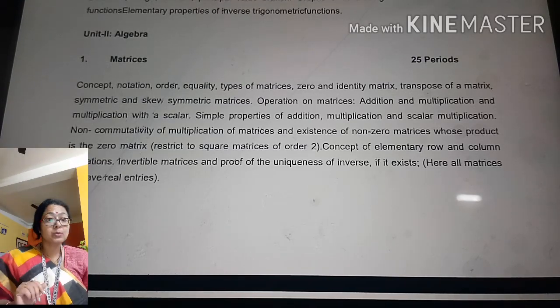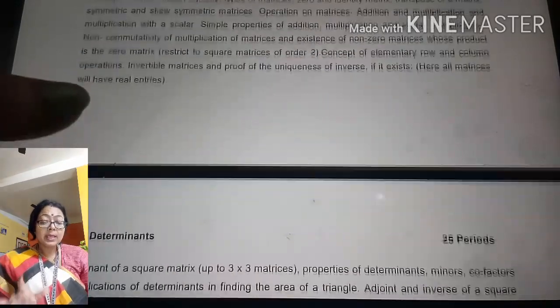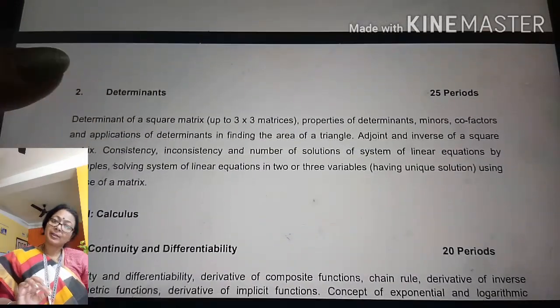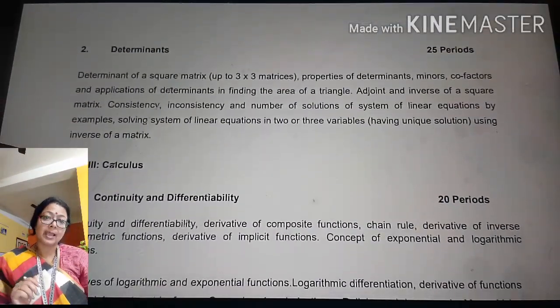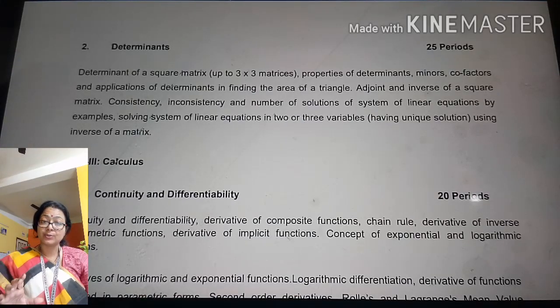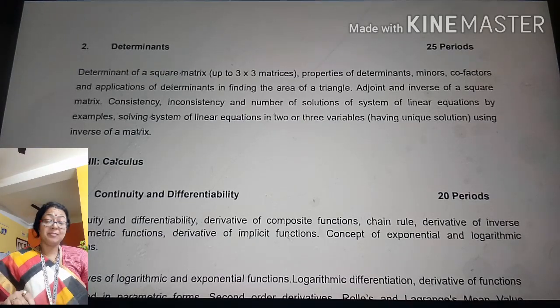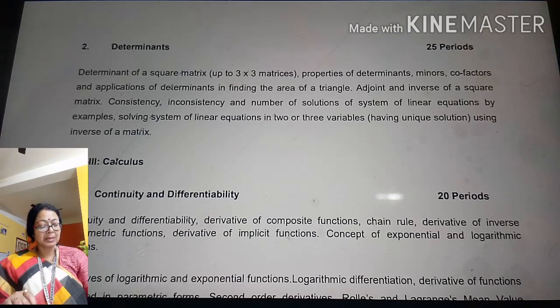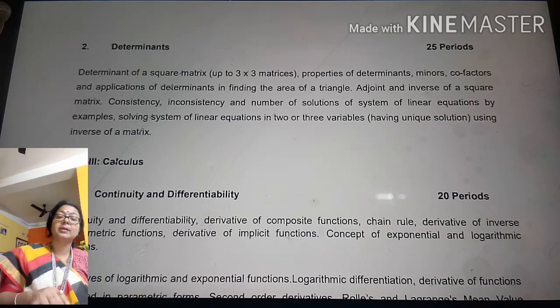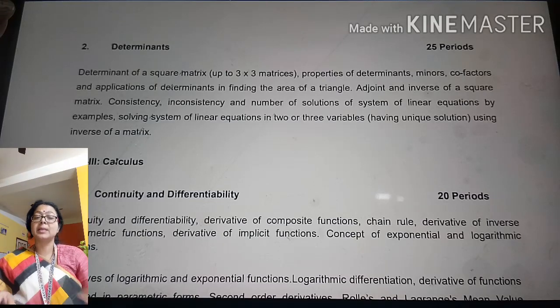From here 6 marks questions are coming. Then invertible matrix. Determinants, for determinants also 25 periods are allotted. Determinant of a square matrix, that is the properties also there. Then minors, cofactors, applications, adjoint and inverse of a square matrix is there. Simultaneous equation solving by matrix method, that are there in matrices and determinants.